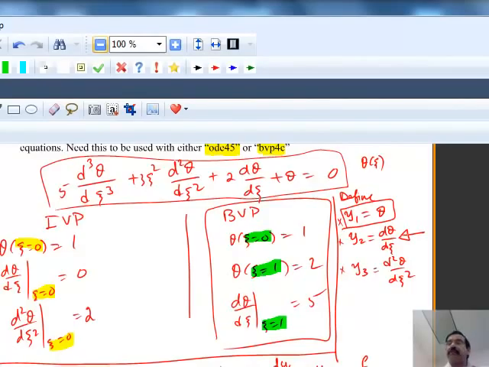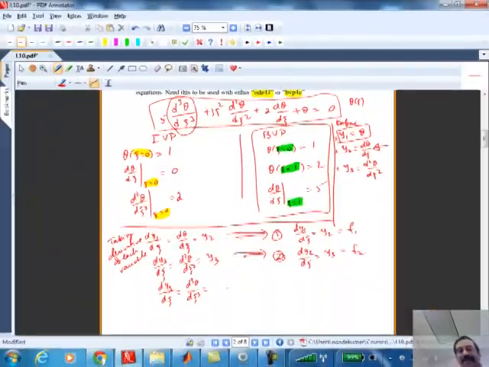I'm going to shrink. Can you guys see in the back? Okay. So I'm going to now, here I have d cube theta d psi cube. So keep it on the left hand side. Push everything else to the right hand side. And substitute in terms of the new variable. So it's going to be, for example, minus theta.